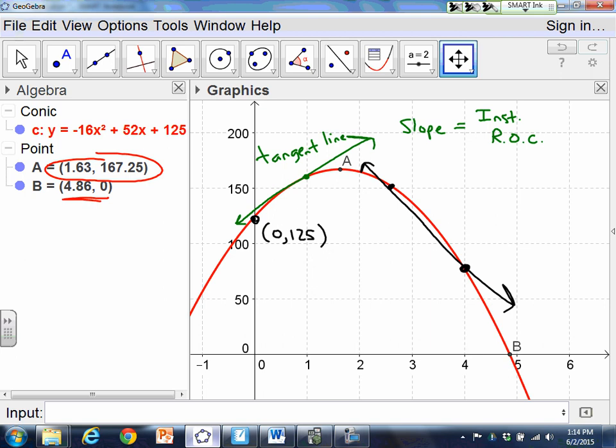And when we hit the ground, way down at point B here, it was like 4.86 seconds, and the y value, of course, when you hit the ground is 0. And all we need now is the slope of the secant line going through those 2 points. That'll be the average rate of change. So let's find that.